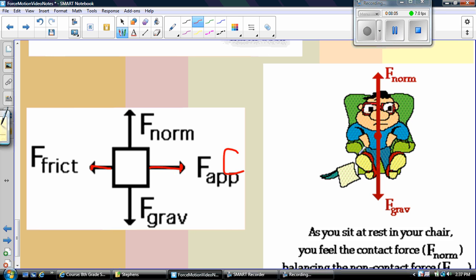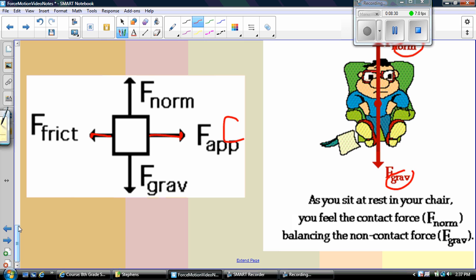Okay, another example of a force diagram. This guy's sitting in his chair. He is making contact with the chair, so there is a normal force. Force of gravity is pulling down on him, but because the two forces are equal, he is not moving. These are a balanced force. This is an unbalanced force.